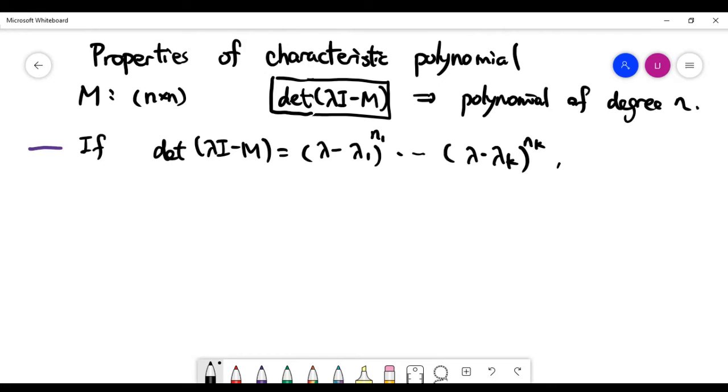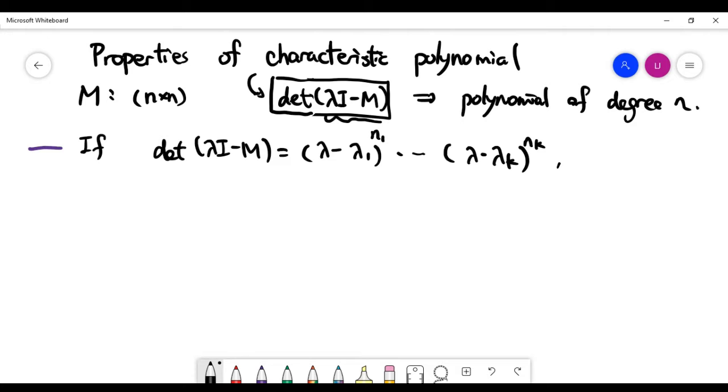So in this video, we'd like to look at the properties of a characteristic polynomial of a matrix M of size n by n. And by definition, the characteristic polynomial is the determinant of the n by n matrix lambda times identity minus M. And if you look at the determinant formula and expand it, we can actually get a polynomial in lambda as the variable of degree n. And now, let's go deeper than that.